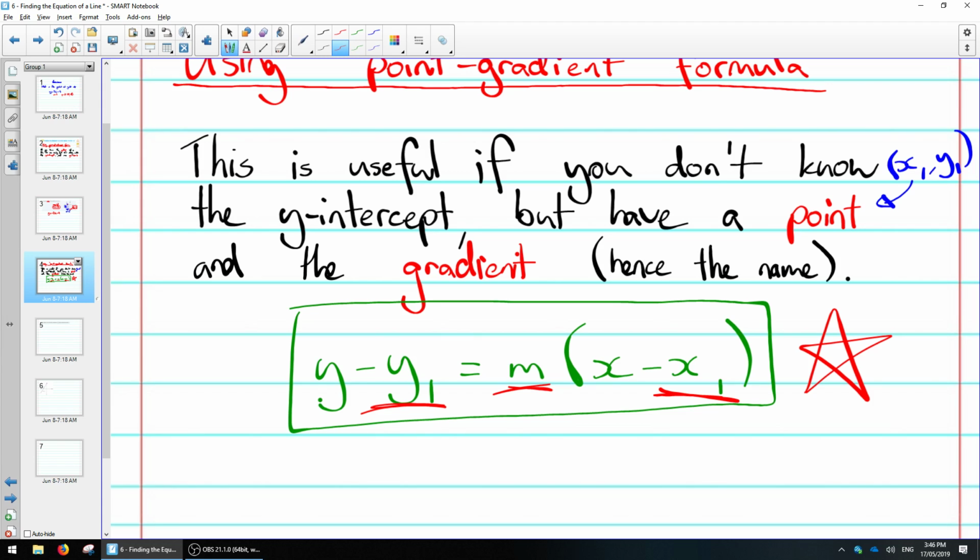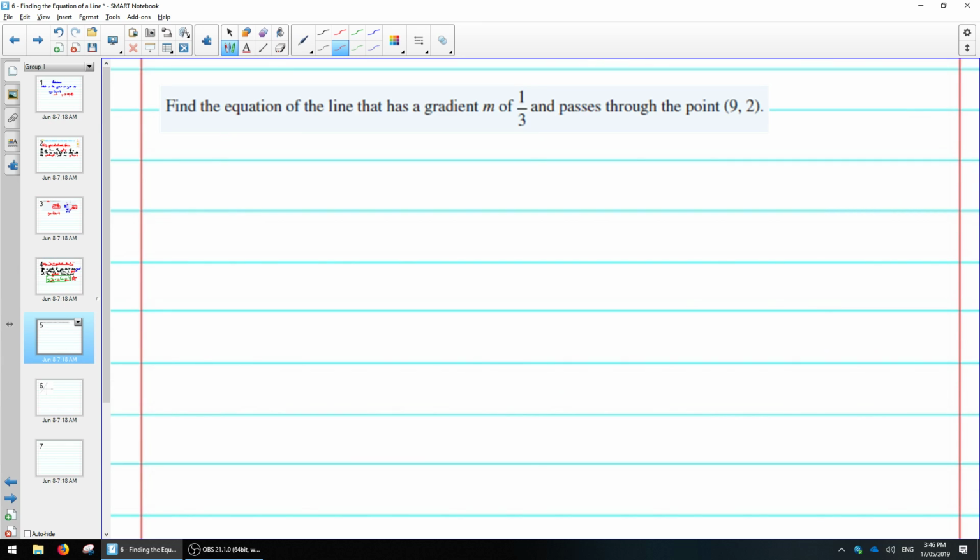So let's do 2 examples now of how we can use this to solve a question. Alright, so let's start off with this. Find the equation of a line that has a gradient of 1 over 3 and passes through point (9, 2).